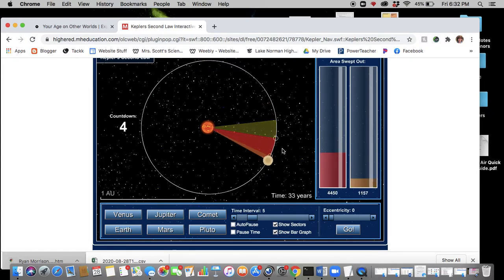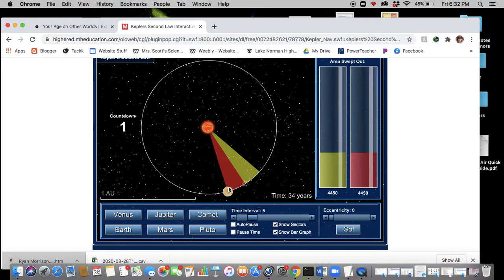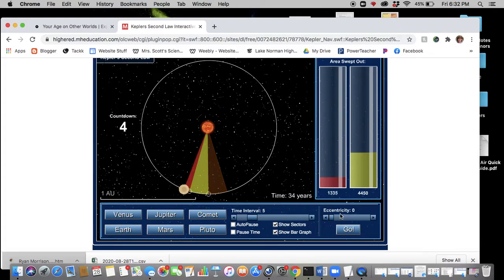Remember, the second law states that you sweep out equal areas in equal time intervals. So note these triangles. This orange triangle has an area of 4,450. So does this yellow one. So does this red one. So does the next one. All right, and you'll note this is showing the orbit of Venus, which has a very low eccentricity. It's almost zero. It's almost a perfect circle.